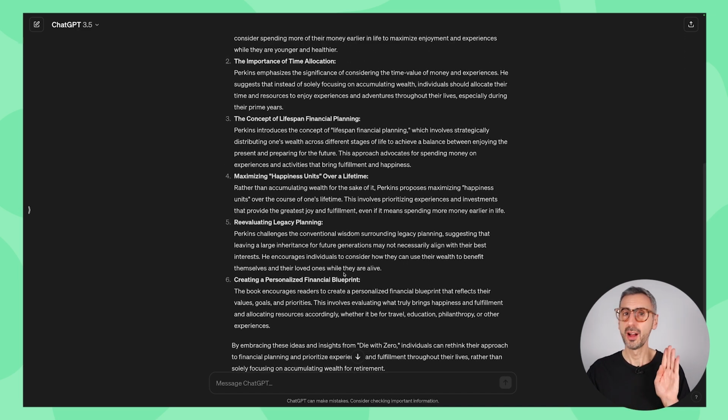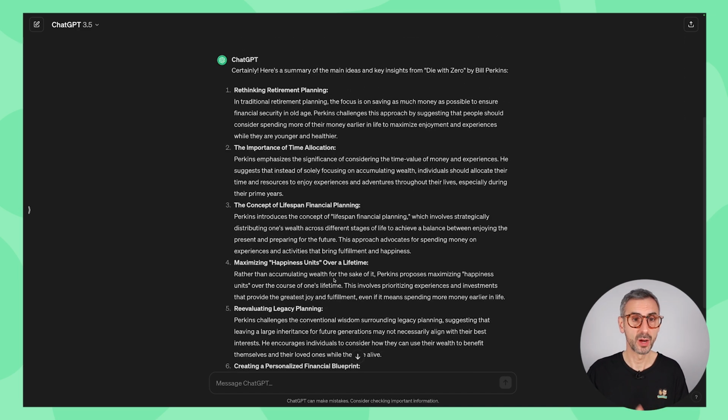All right, so having read the book Die with Zero, I could say that these are indeed some of the key ideas. Now, I couldn't say if these are all or the most important key ideas from the book, but definitely these are ideas that are important for the book.